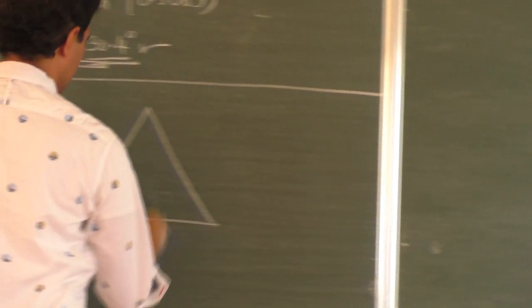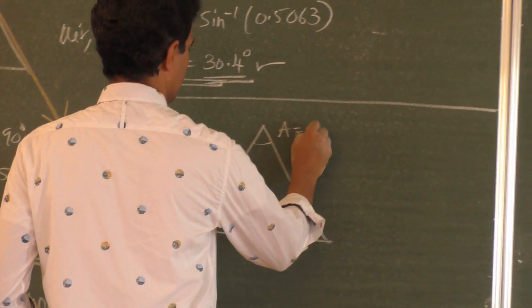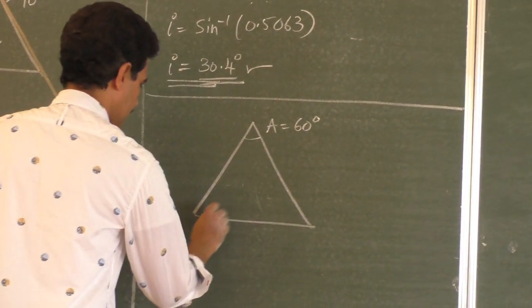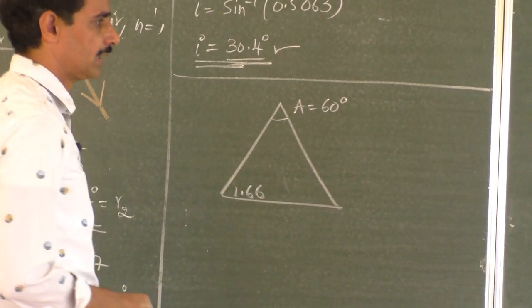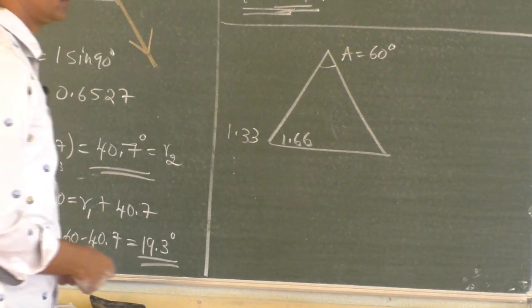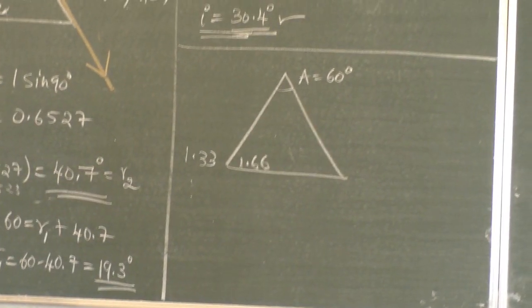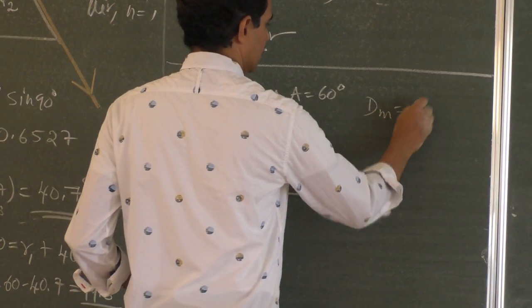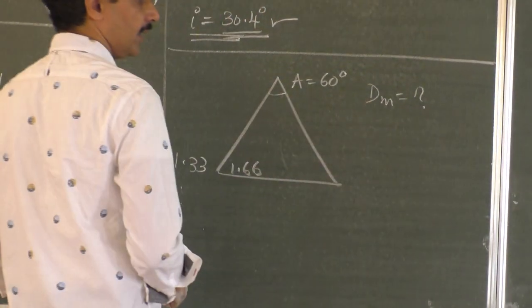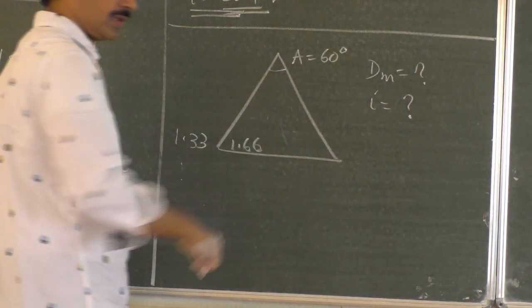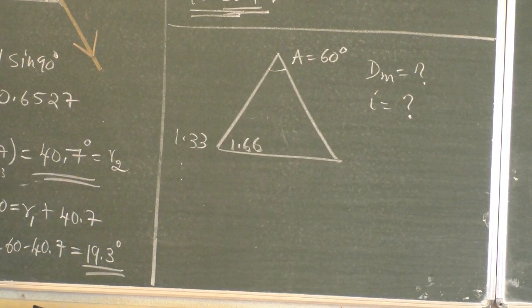An equilateral prism, angle of the prism is given, 60 degrees. Equilateral, made up of the material of refractive index 1.66, a type of glass, and is immersed in water of refractive index 1.33. Calculate the angle of minimum deviation, dm, how much, and what is the angle of incidence, I, how much, at this position, to get the minimum deviation angle.